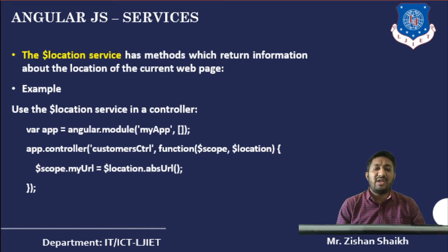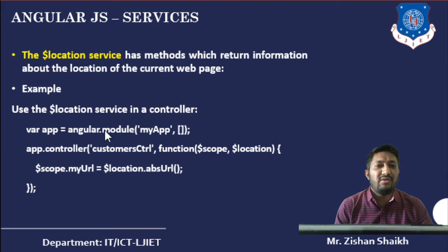So how can we write this type of service? Let's understand. First we have created one module: var app = angular.module. You already know how to write the module, with the application name and then the parameter. Now here we are putting the particular service, that is app.controller, with customControl as my controller name. Then in the function parameter, the first parameter is the scope variable, and the second parameter is location. The second parameter of our function is your service name.